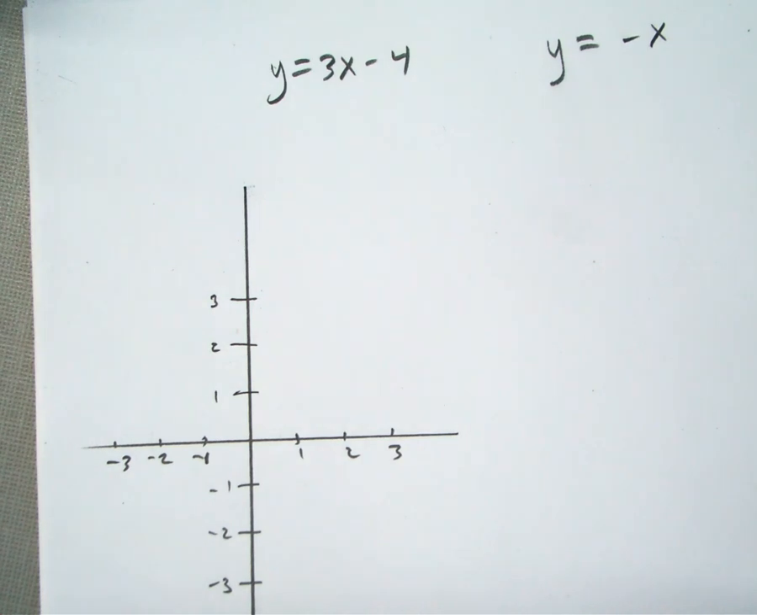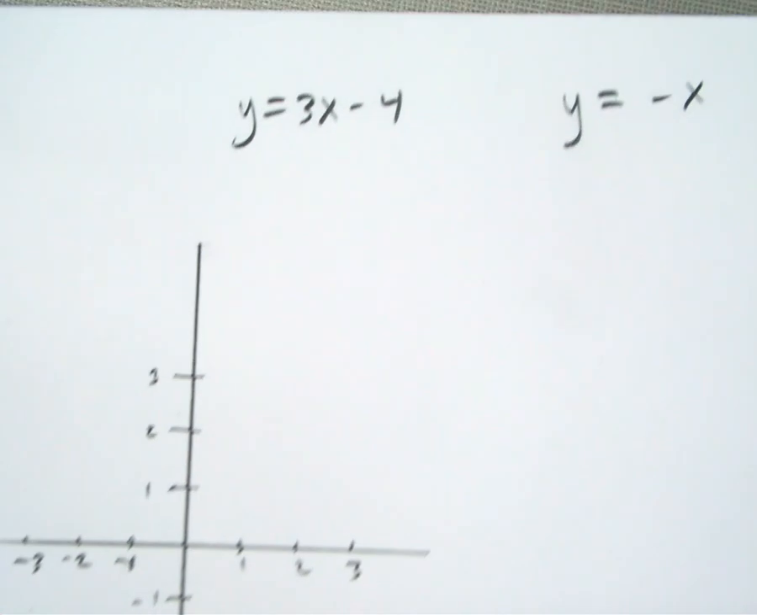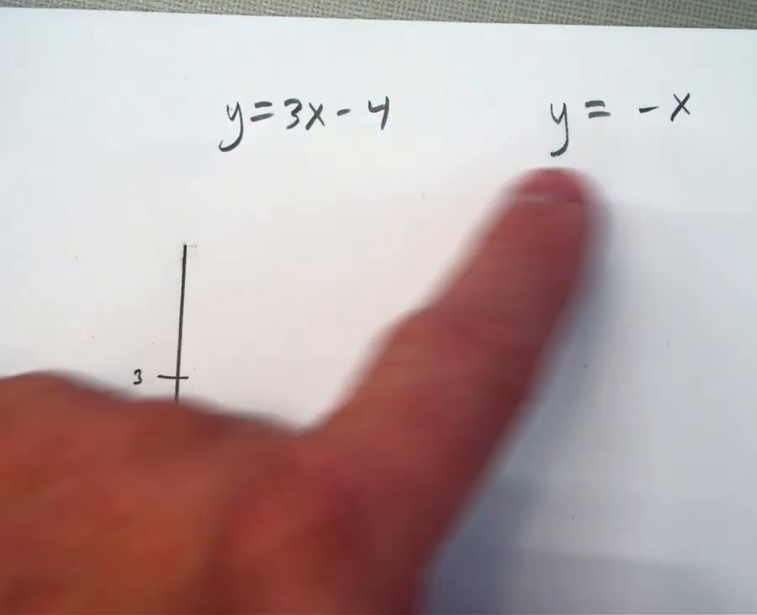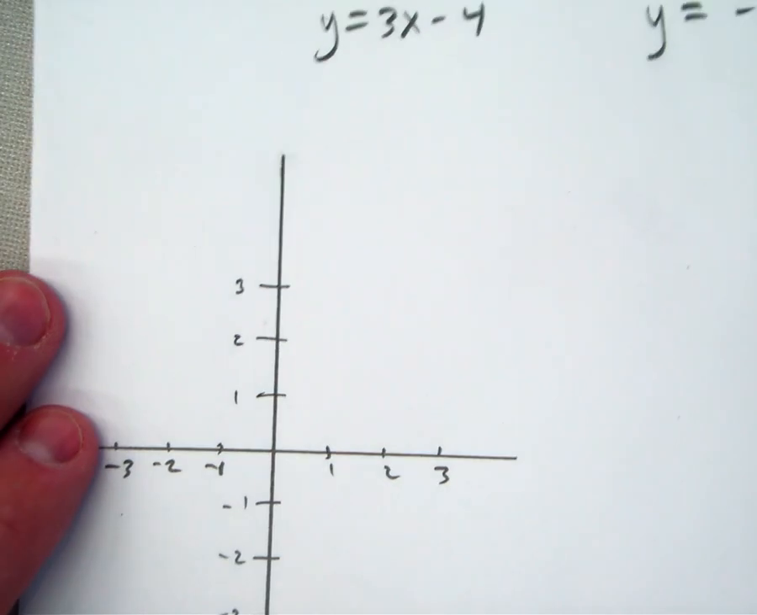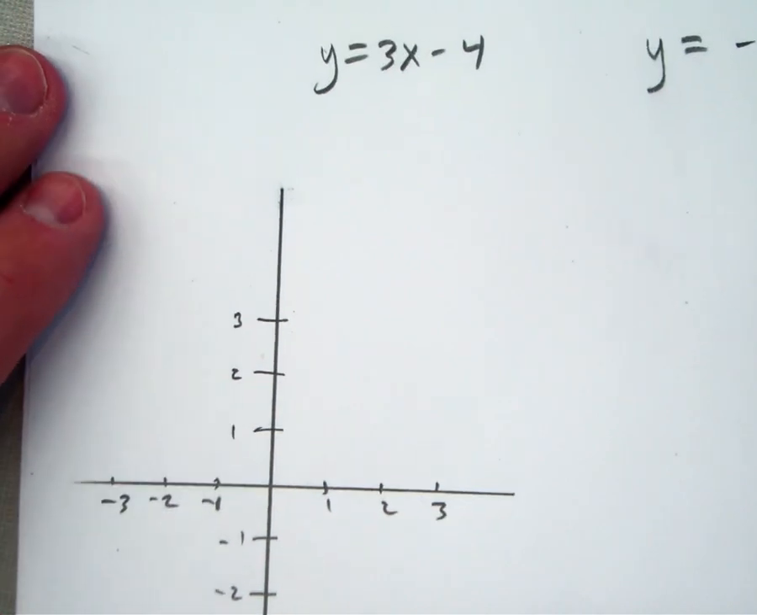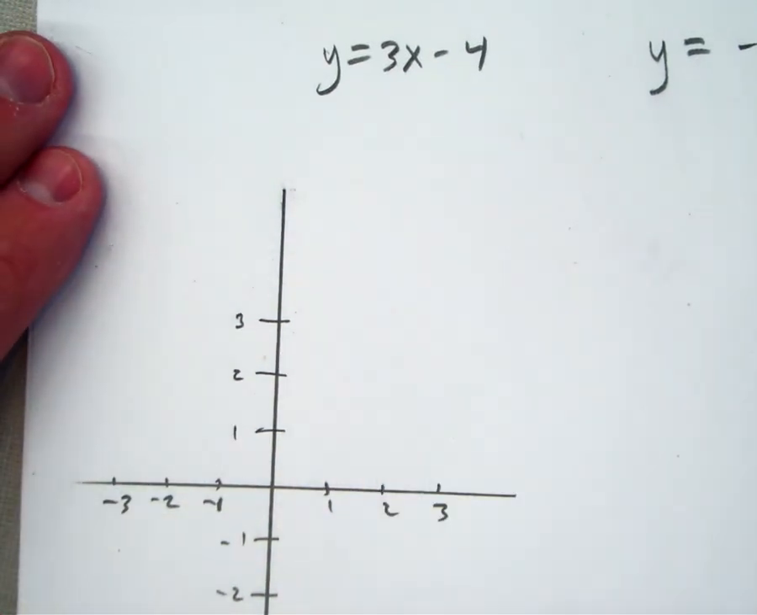So we are going to solve a system of equations by graphing. You'll see we have two equations here. We're going to graph both of them. These are both pretty easy to graph. y equals 3x minus 4.